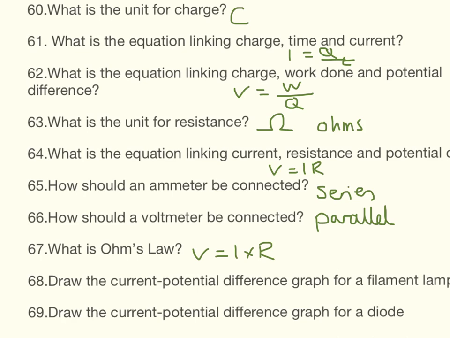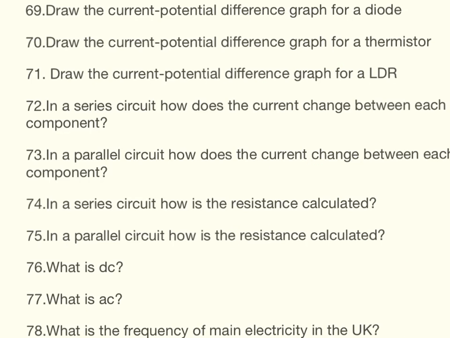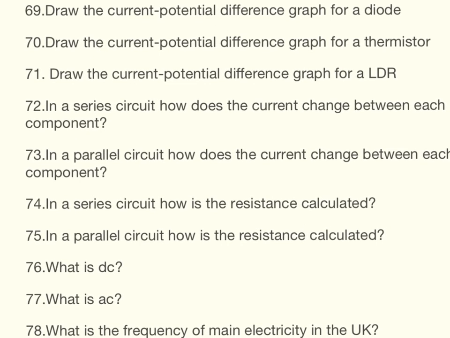So the current potential difference graph for a filament lamp, I'm just going to sketch that up here, is going to look like this. The current potential difference graph for a diode is going to be, let me just pop that on a different colour, flat line across there and then going up. The current potential difference for a thermistor is going to look like this, and for an LDR is going to be basically the same.